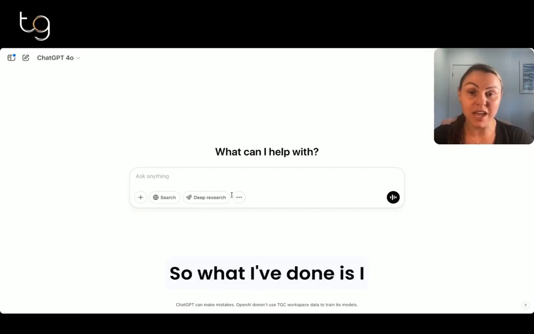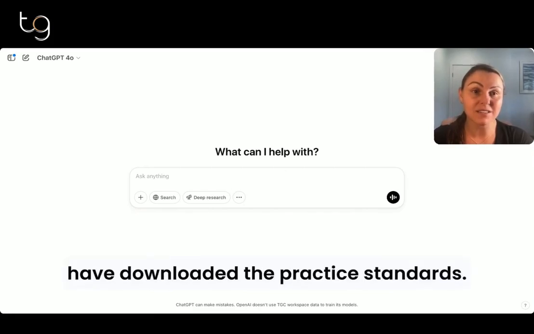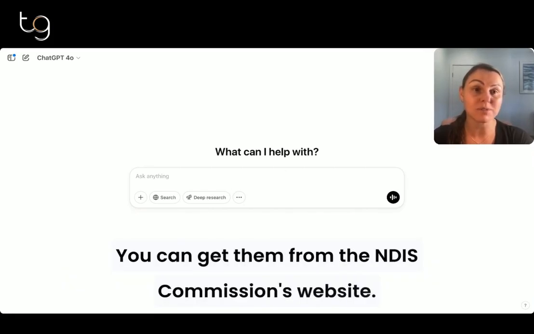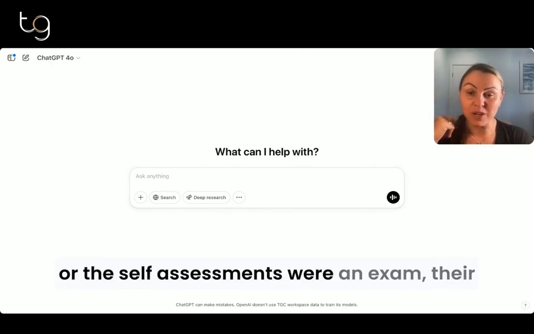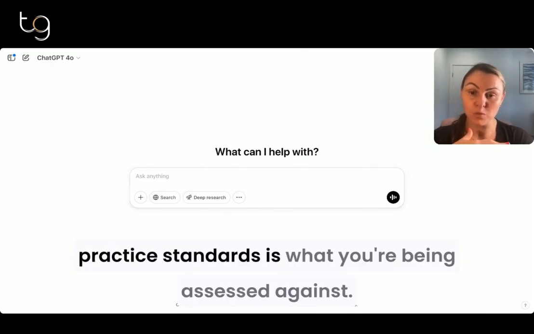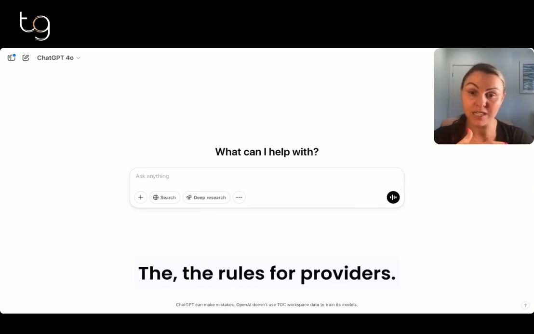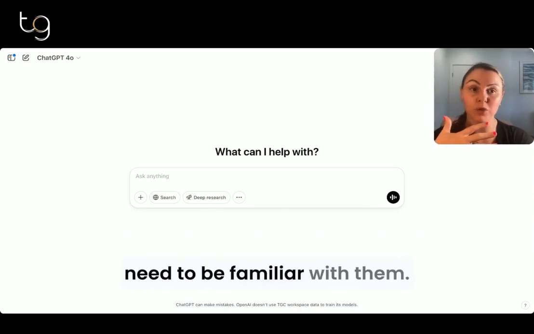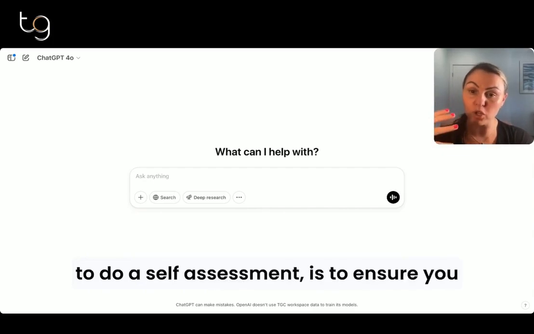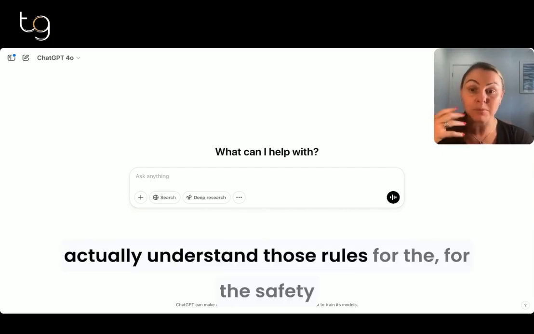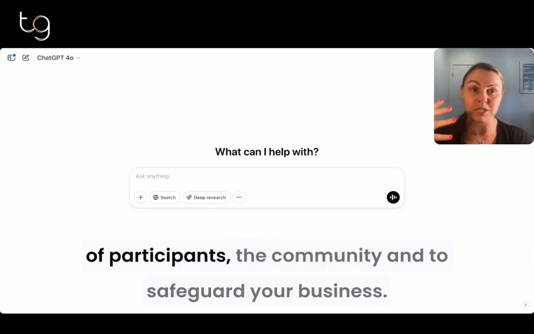So what I've done is I have downloaded the practice standards. You can get them from the NDIS Commission's website. If the audit or the self-assessments were an exam, the practice standards are what you're being assessed against. They're the rules for providers. You need to know them. You need to be familiar with them. And that's why I think, at least, you need to do a self-assessment, to ensure you actually understand those rules for the safety of participants, the community, and to safeguard your business.